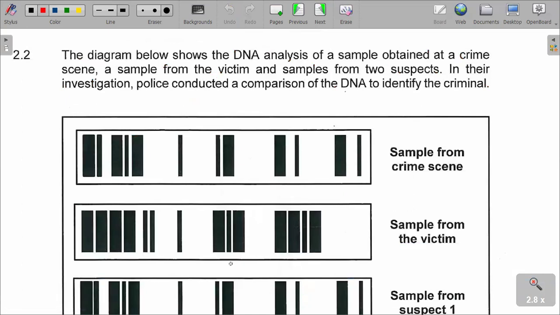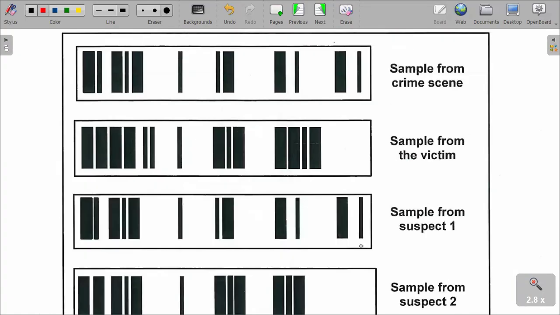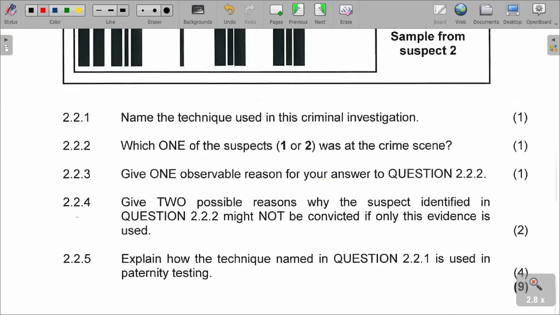We are given the analysis of a sample obtained at a crime scene, a sample from the victim, and samples from two suspects. In their investigation, police conducted a comparison of DNA to identify the criminal. Some of you have seen this question; we did it just towards exams. The first question says, name the technique used in criminal investigation. It is called DNA fingerprinting.